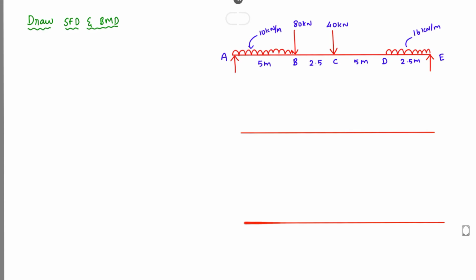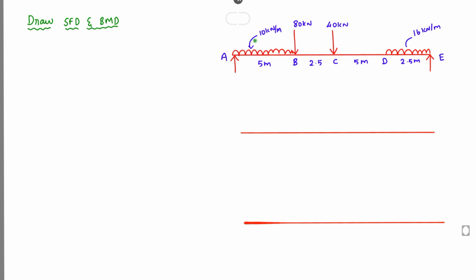Today we are going to see a problem related to mechanics of solids, in the topic of bending moment and shear force diagram. The problem is: draw the shear force and bending moment diagram for the simply supported beam. A and B are the supports, and the beam has 2 point loads, 80 kilonewton and 40 kilonewton. The 80 kilonewton is located 5 meter away from the A support and the 40 kilonewton is located 7.5 meter away from the A support.